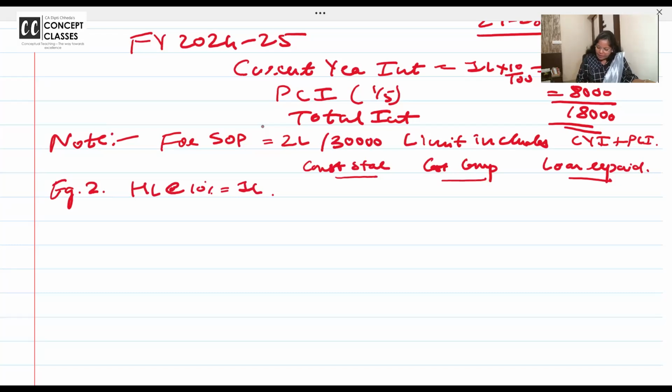So first write example 2. If the construction starts on 1st July 2019 and construction is completed on 31st October 2022, the loan is not repaid. Example 2.